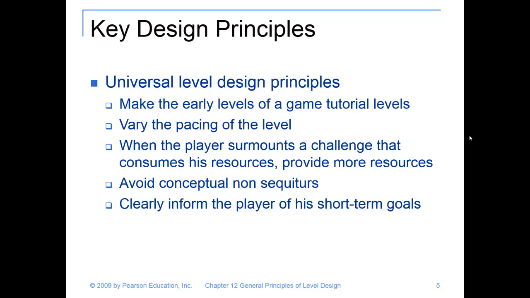All levels should not be the same speed. When the player surmounts a challenge that consumes his resources, provide more resources. So if the level made him spend his money or consume a bunch of health potions, you want to make sure you replenish those. And make sure the player understands the goal of the level. Is it just to get to the other end? Is he supposed to find something? In Mass Effect, every time you landed on a planet, there was a goal for that level. You had to go find something or kill something or do something.